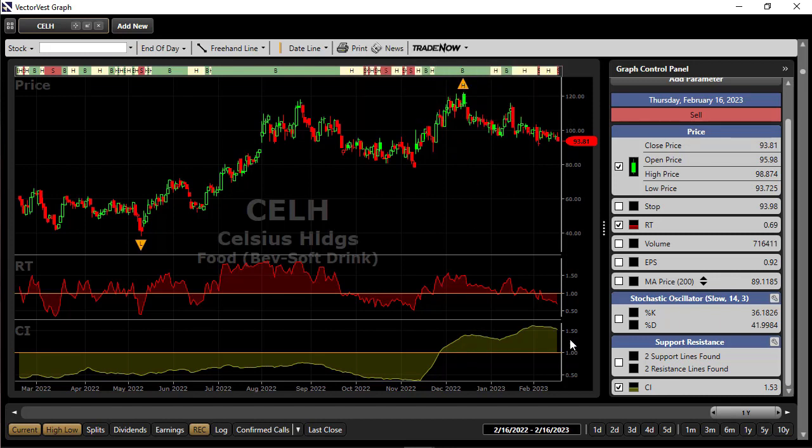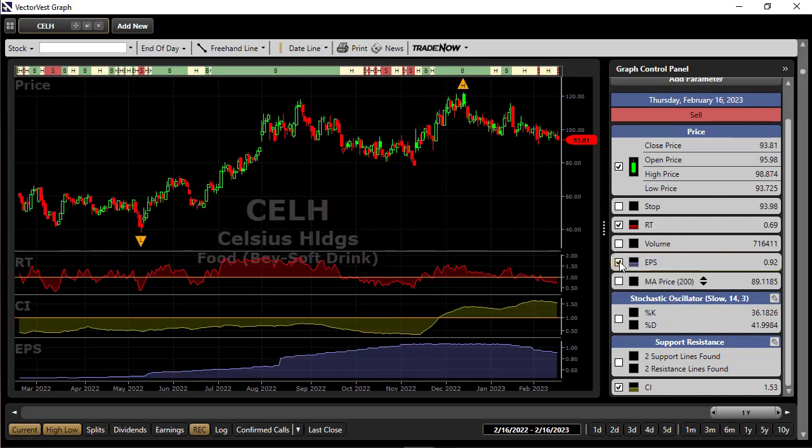Here's CI above one at 1.53, so a very favorable level. I would put this on a watch list as well and look for a change in direction. I like the pattern of higher lows. I still know that it's a fundamentally sound company. I'm just looking for a better buying opportunity. RT crossing above one, transitioning from a sell to a hold to a buy, there's your opportunity.